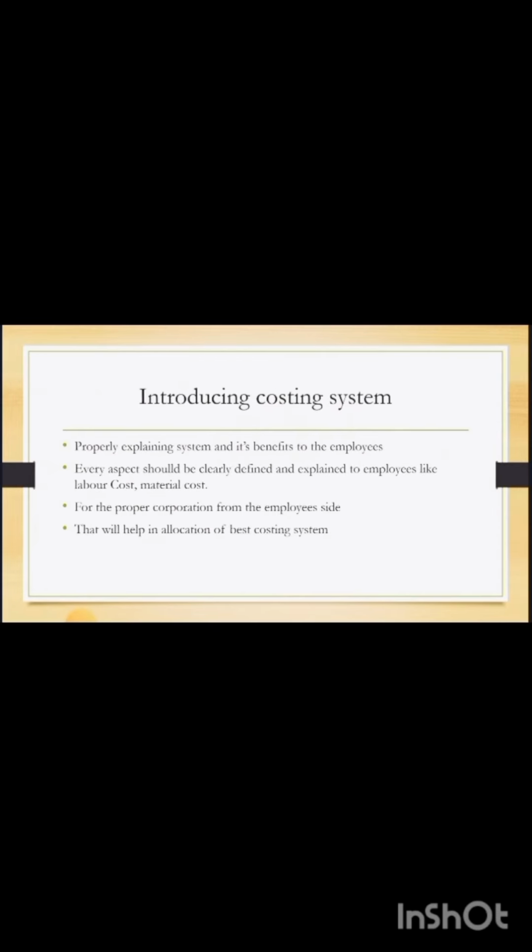After completing the steps of objectives to be achieved through costing system, studying the existing organization and the routines, deciding the structure of cost accounts and determining the cost rates, now we are going to introduce the costing system, and the costing system should be properly explained to the employees and its benefits too. Every aspect should be clearly defined and explained to the employees, like the labor costs, material costs, etc. For proper cooperation from the employees, we should explain all the benefits to them. This will help in the adoption of the best costing system.